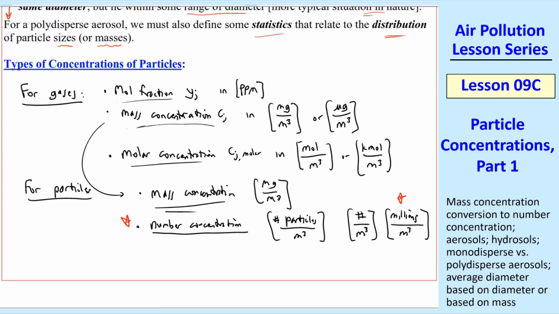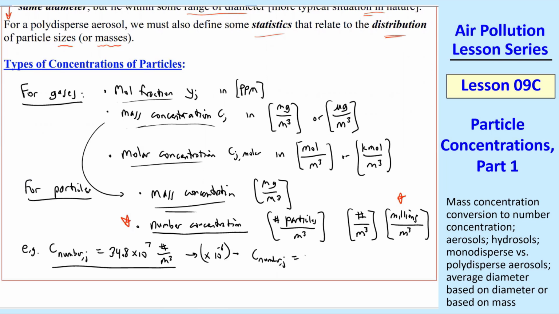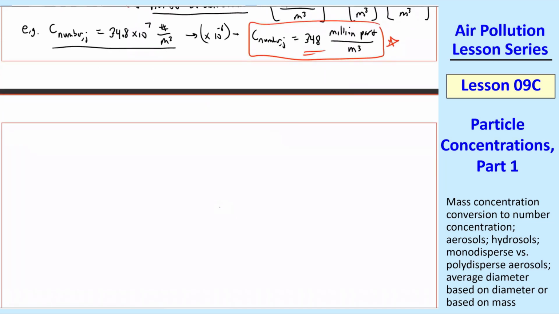So just as a quick example, let's suppose that C number J is equal to 34.8 times 10 to the 7th particles per cubic meter, which is a huge number. We convert by multiplying by 10 to the negative 6. So we get C number J equal 348 million particles per cubic meter. And that's a more reasonable number to write, and that's why we typically have number concentration in millions of particles per meter cubed. In summary, we're going to use both mass concentration and number concentration. So we will have to learn how to convert between the two.